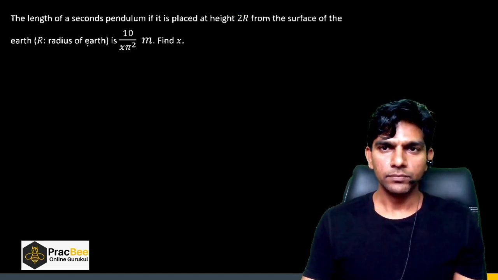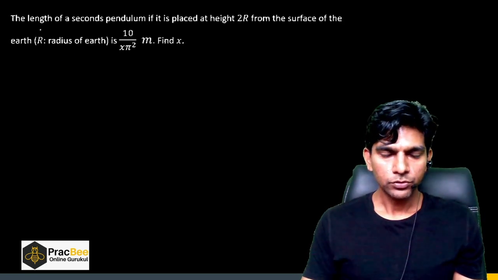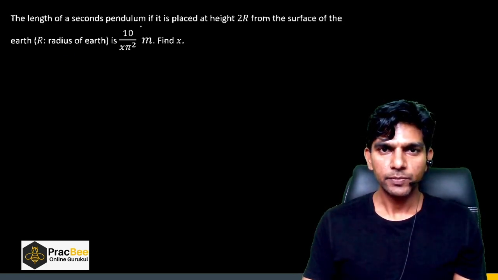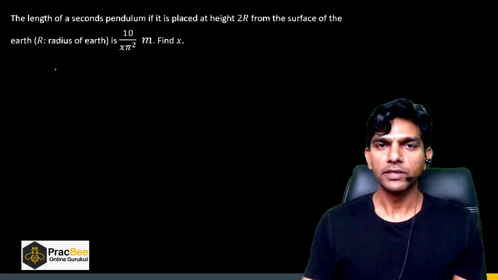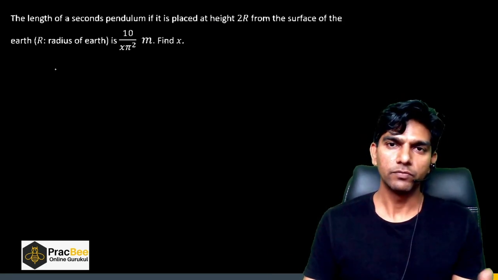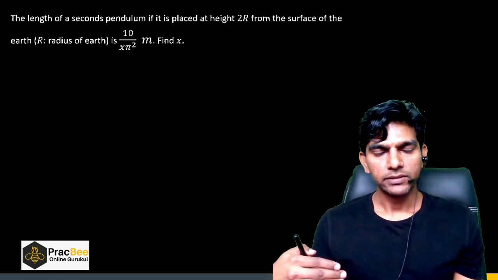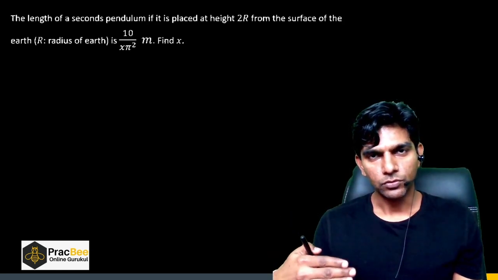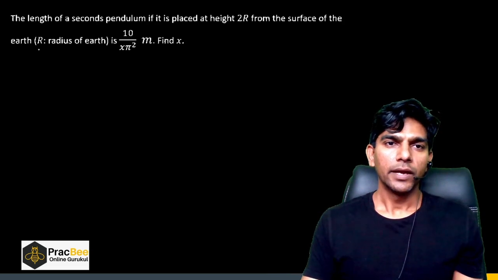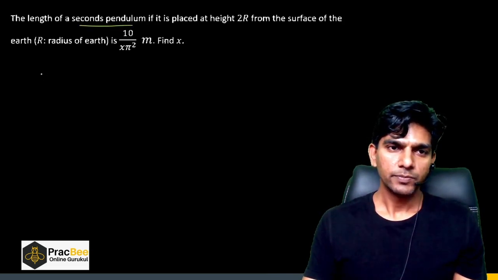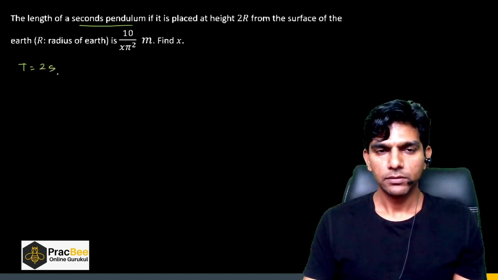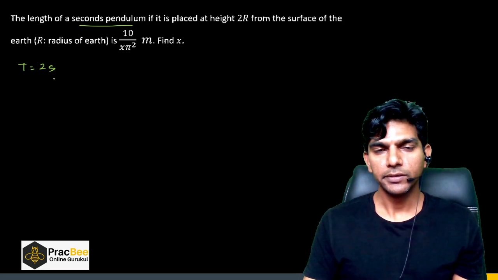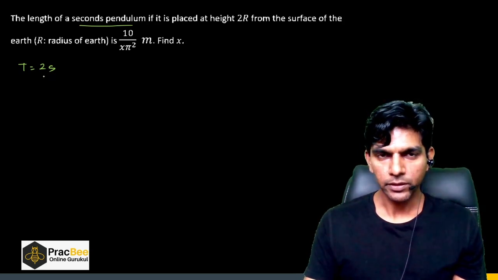Next is a question: the length of a second pendulum if it is placed at a height 2r from the surface of the earth. Again, it is from gravitation, where the acceleration due to gravity changes as we go above the surface of the earth. And what is a second pendulum? A second pendulum has a time period 2 seconds, right? On the surface of the earth, a pendulum with a length 1 meter has 2 seconds as the time period.